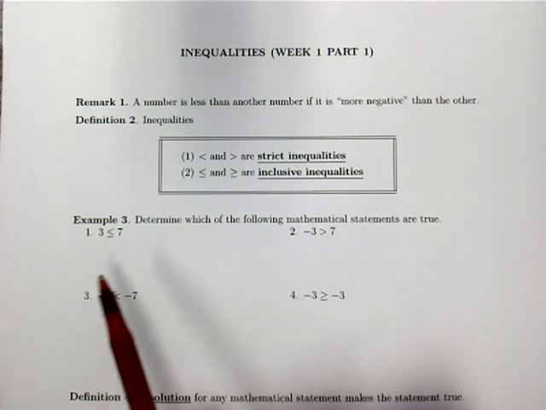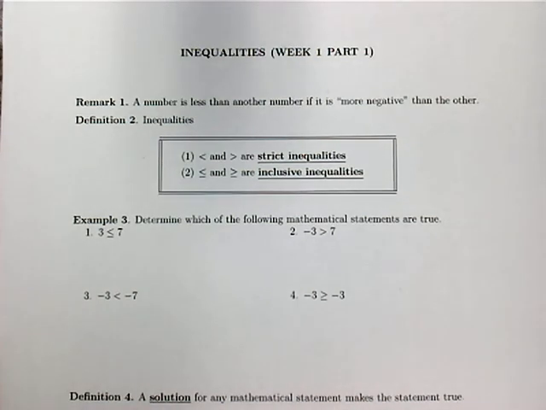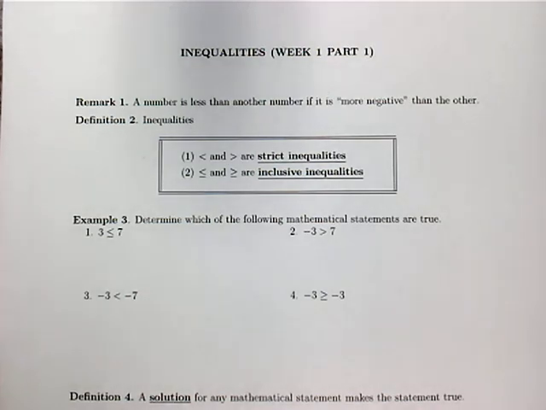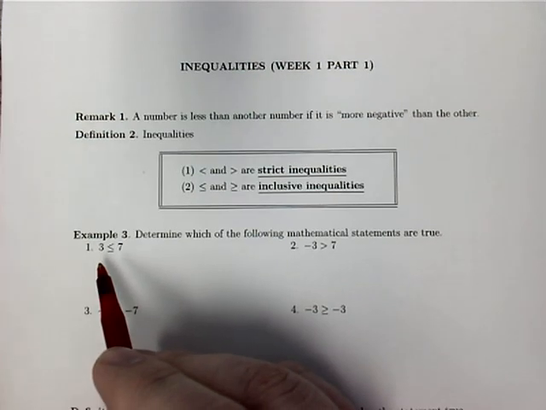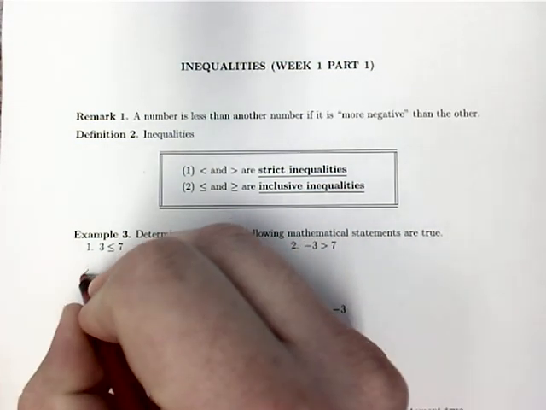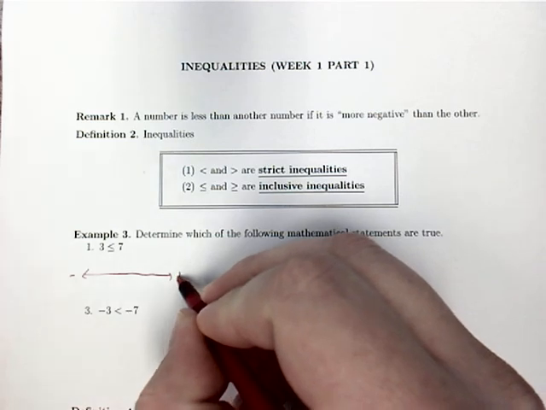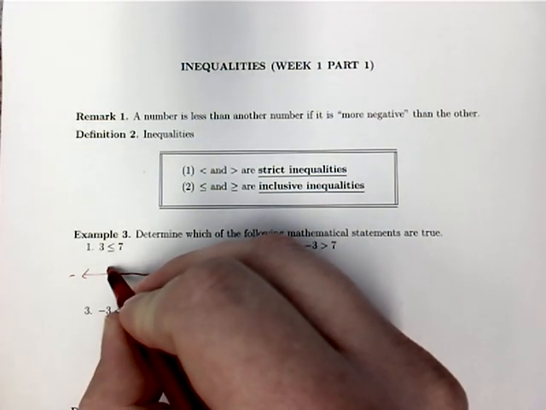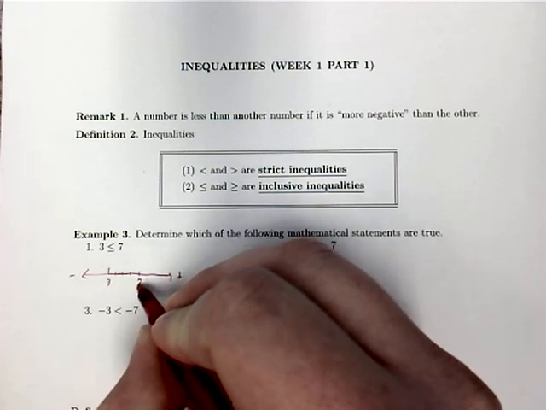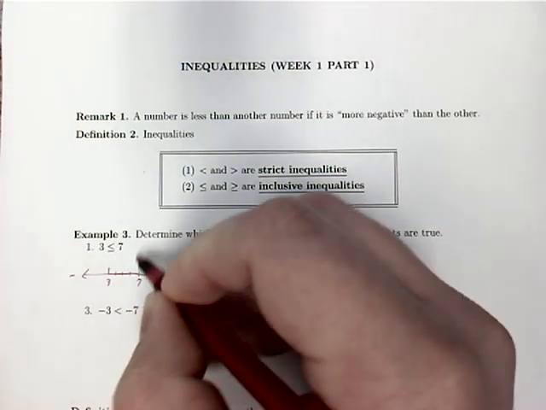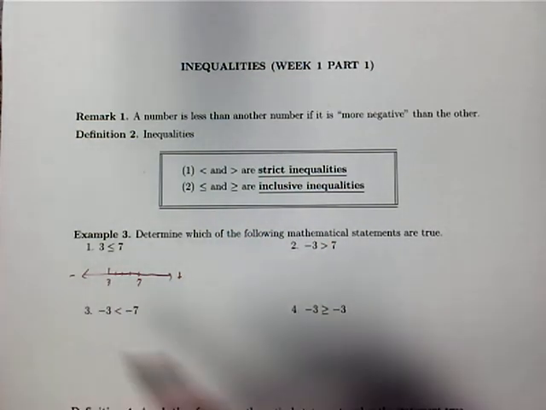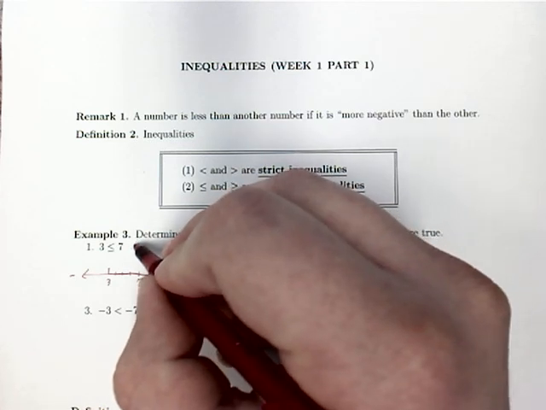So let's look at this first example. Determine which of the following mathematical statements are true. So we're just saying, hey, is this true or not? That's the only answer that we're looking for. So 3 is less than 7. That's true because on the number line, again, number lines go from negative to positive. 3 is somewhere right here, and you have to go 4, 5, 6, 7 to get to the next one. So yes, is it more negative? Yes, than 7, so this is true.